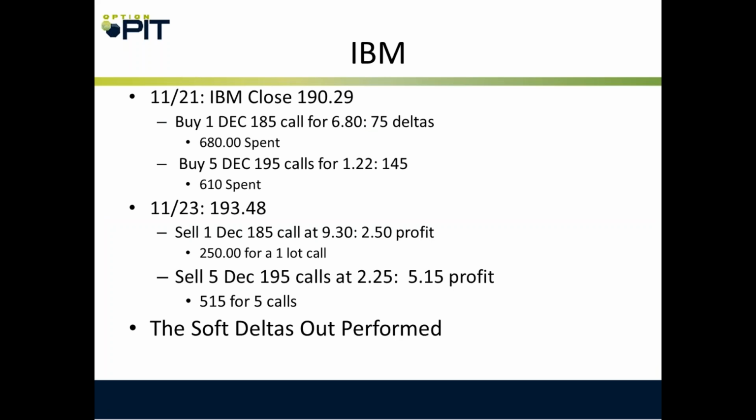Well, let's see which one made more money. So I spent $680 buying my 1 call and getting 75 deltas. I spent $610 buying my 5 195 calls. Well, 2 days later, my 185 calls are worth $9.30. You made $250. Listen, good work. You should always celebrate making $250. But my 5 calls that I spent $70 less on made almost 100%. They're up $515. Softer deltas outperformed by a landslide.